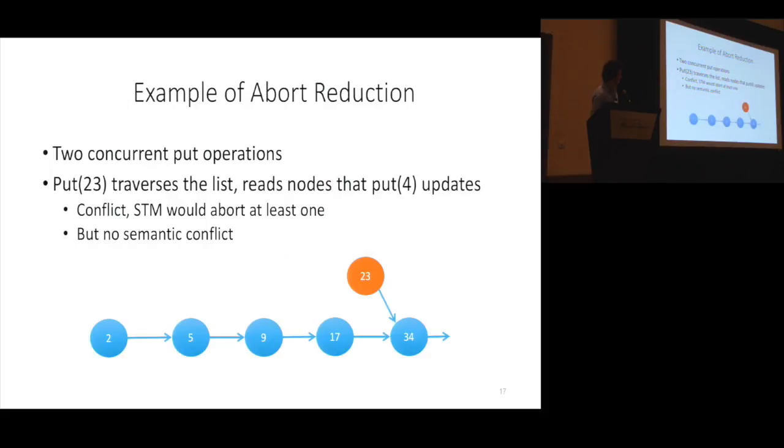Here is an example of how we can reduce the abort rate. So suppose we are running concurrently one transaction that wants to insert 23. It begins by traversing the list, and everything it reads is stored in some read set that we'll have to validate later. And then, before the commit, another transaction comes and tries to insert 4. This transaction modifies one of the nodes. So the first transaction has a read-write conflict, right? Because it read a version, and then this version changed, so it has to abort in the standard STMs. But there is no real semantic conflict here. There is no problem to perform these two operations concurrently, because semantically they are commutative.